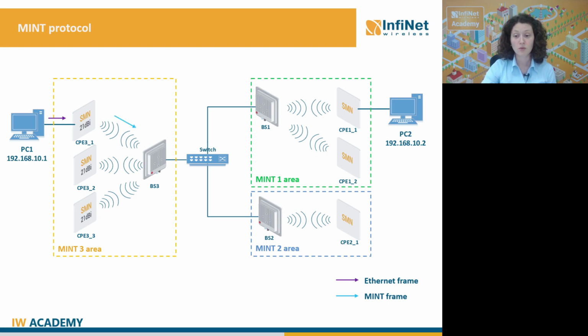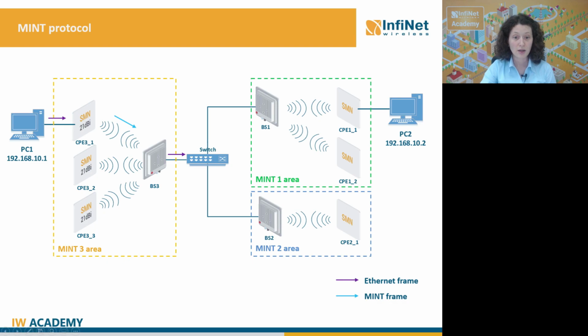Let's see what Mint will do with the frame in order to send it forward. First of all, we need to know that Mint maintains on each unit a table with all its neighbors in the same Mint area and with the cost to reach each of them. Therefore, CPE3_1 will look for the MAC address of PC2 and what is the shortest path to reach it. Next, it will encapsulate the frame into a Mint frame using as destination MAC address the MAC address of the RF interface on base station 3. Next, the frame is sent through the RF interface.